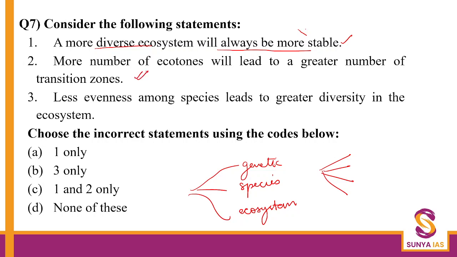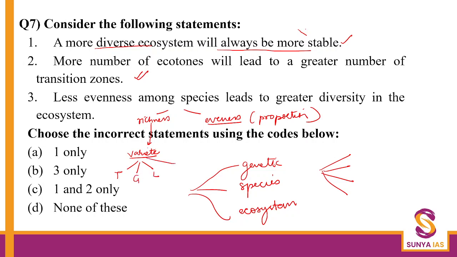Then less evenness among species lead to greater diversity. So see, there are two terms. One is species richness and second is evenness. Evenness talks about the proportion of the species and richness talks about roughly the varieties of the species which you are finding in the region. And by variety, let's say you have one tiger, you also have some giraffe, you have some lions, you have some snakes, etc. So the higher the variety, the higher is the richness. In richness, we do not talk about the number of each species. Okay. In evenness, I will talk about how the proportion is.